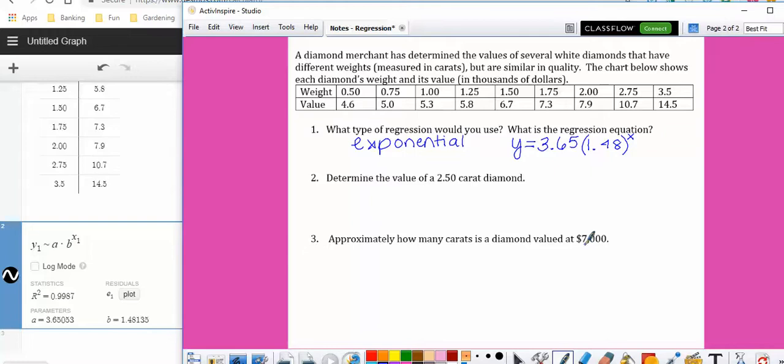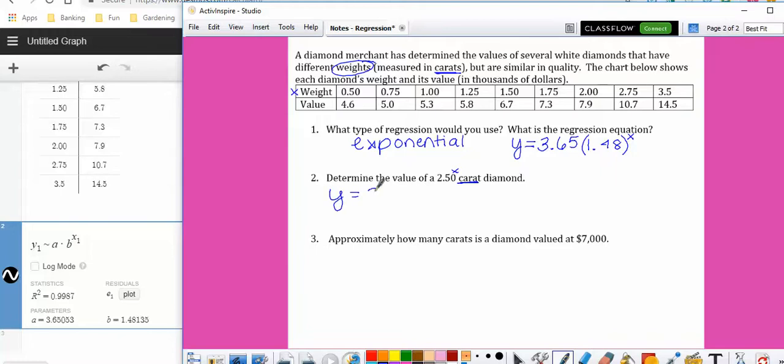So now, determine the value of a 2.5 carat diamond. Carat is the key word here. I'm going to look for carat back up here. What was measured in carats? The weights were. And our weight was our x values. So that means that 2.5 is our x value. So I'm going to plug that into my equation.